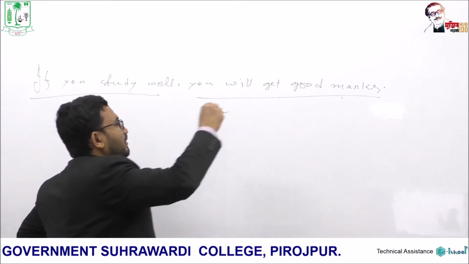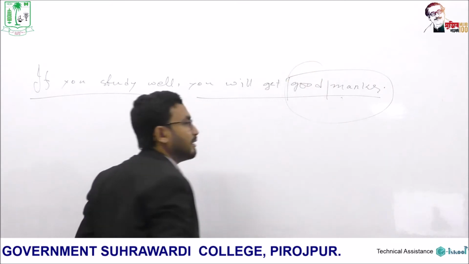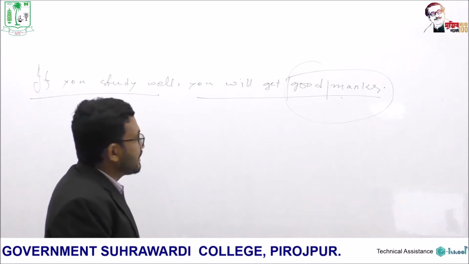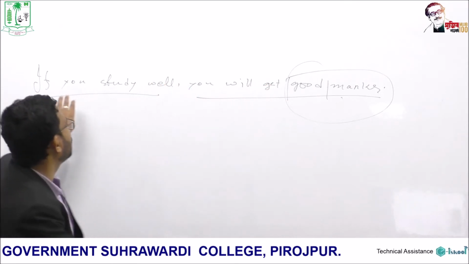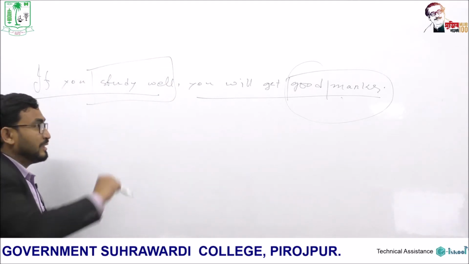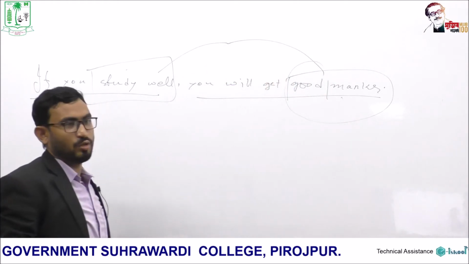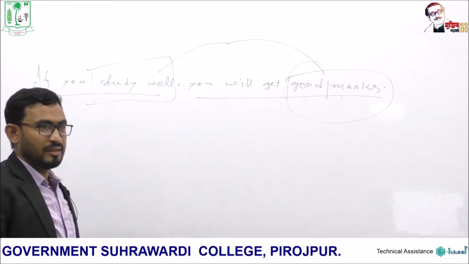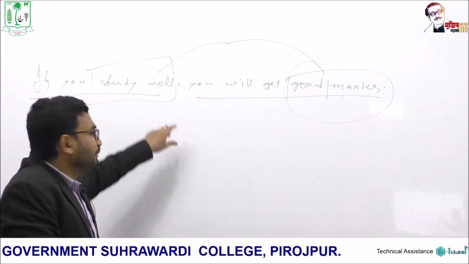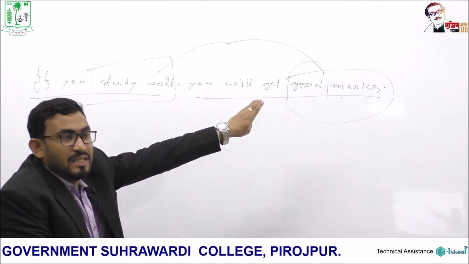Now imagine getting good marks in the exam is not very easy. So for getting good marks you need to do something, that is you need to study well. So this study well is the condition for getting good marks. It means that in conditional sentences we say there is a condition that if you fulfill this condition, you can achieve the next thing.